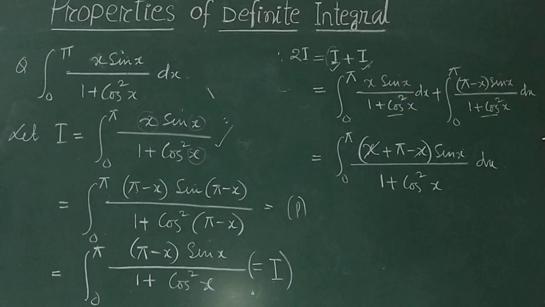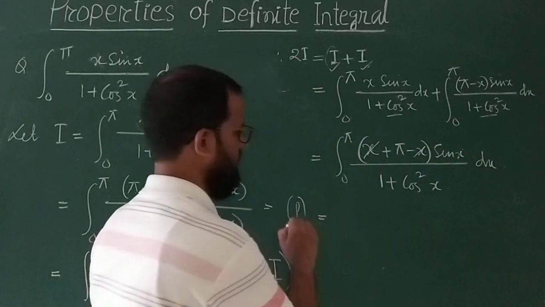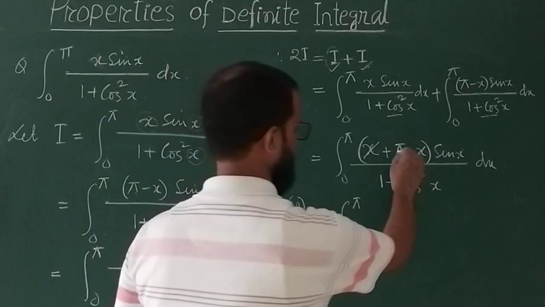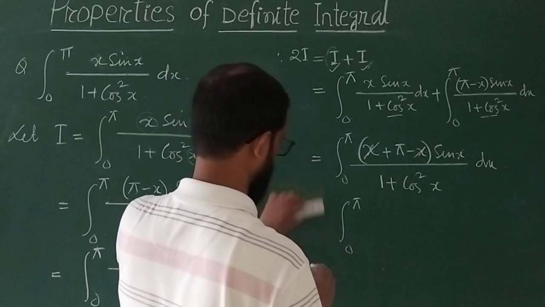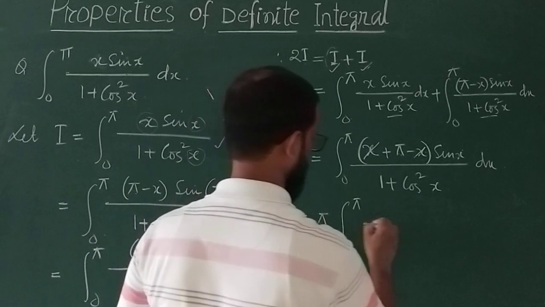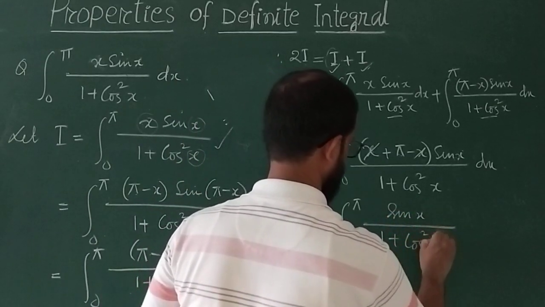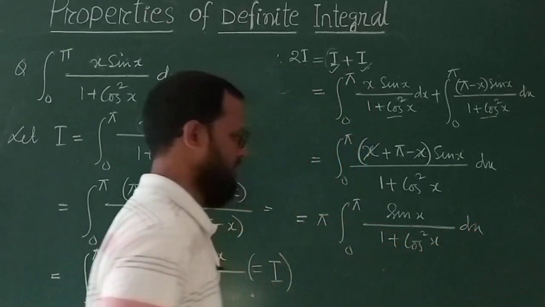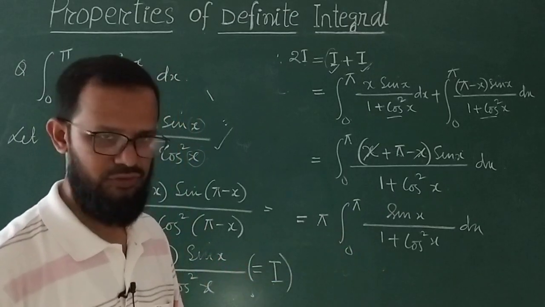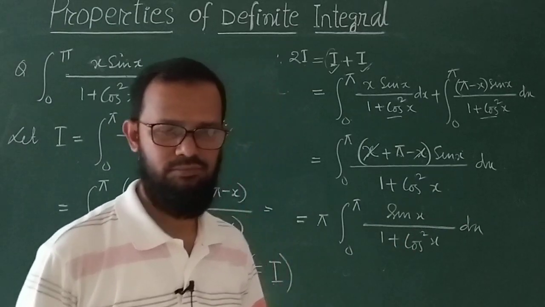Now, how to solve this integral? This is equal to 0 to pi sin x. Pi is a constant, it will come out: pi times the integral of sin x divided by 1 plus cos square x dx. Now this is the integral. It is very easy to solve by the substitution method. If you take cos x is equal to z, then sin x dx will come, so there is no difficulty for you.